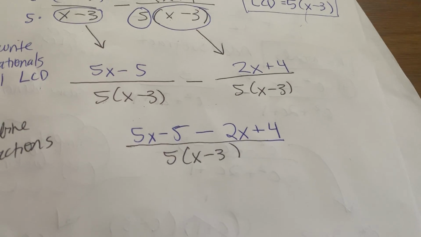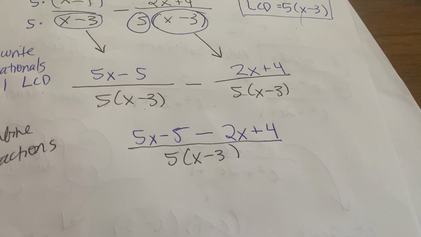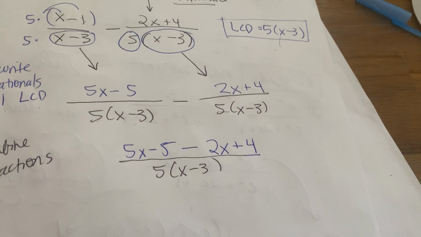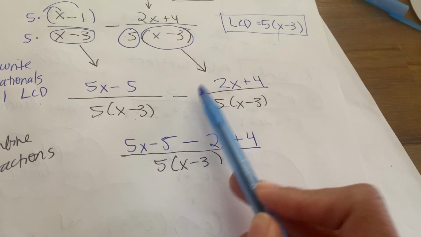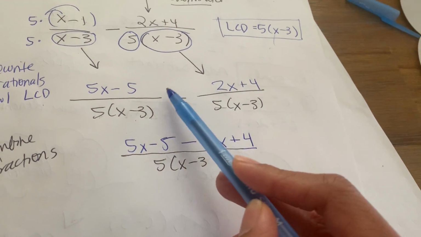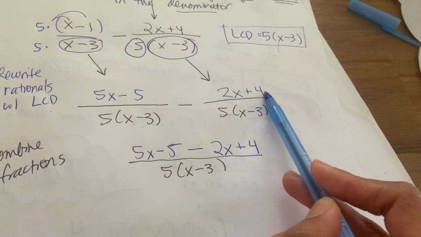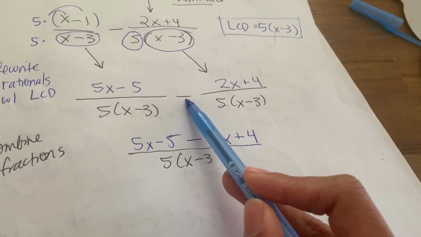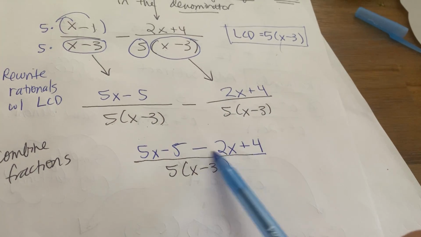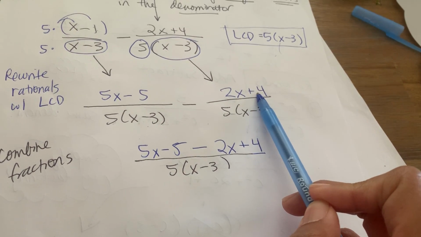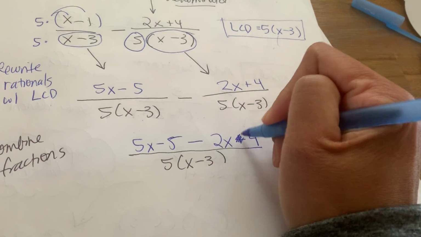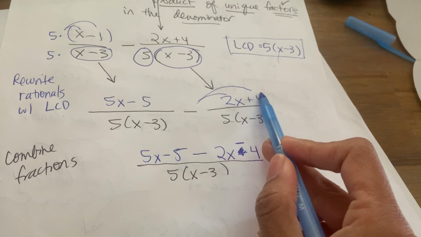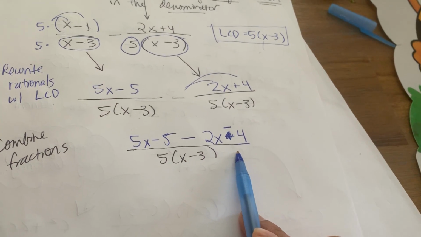I'll give you a second to see what in the world did Professor Mahan do incorrect. Hope you guys caught it. The minus sign is outside of this whole fraction, so the minus sign is applied to everything here, so I need to actually distribute the minus sign through. So minus, this 2x becomes a negative 2x, and this positive 4 should become a negative 4. So you need to distribute the negative sign in order to have the correct answer.